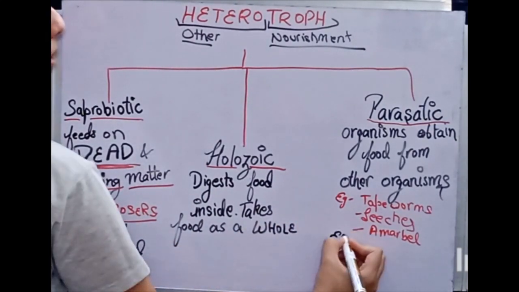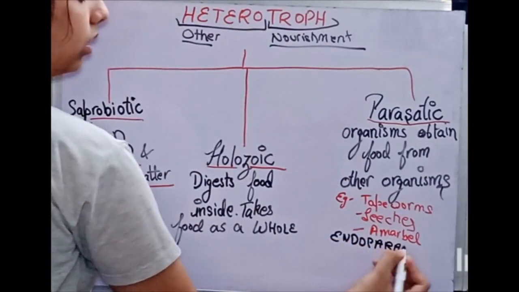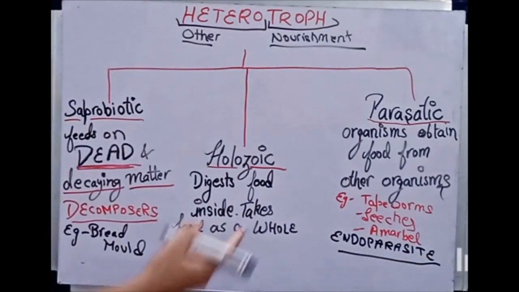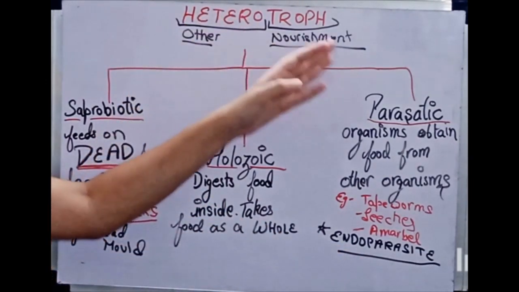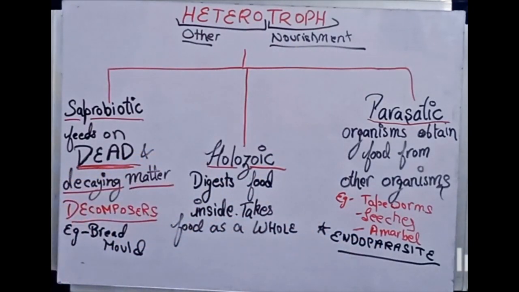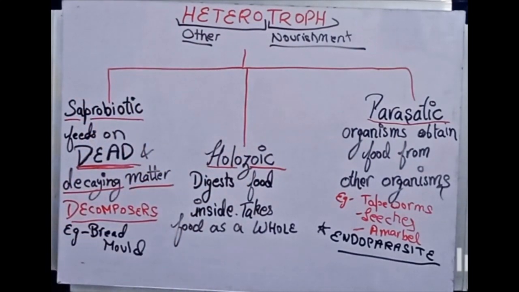Let me write here. Endoparasite. We can just note it down, although it's not very important from the exam point of view, but for extra information you can write it. This is all about the parasitic. Just remember that they obtain food from other organisms.